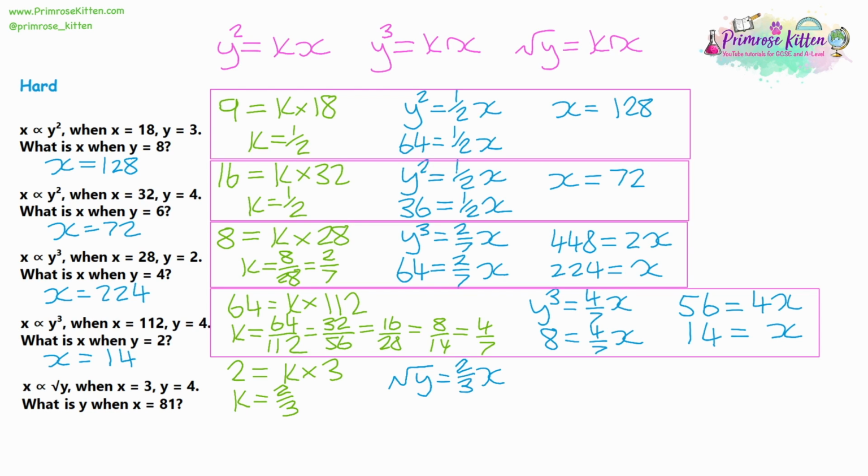We can substitute in for a follow-up equation. So what is y when x equals 81? So we'll swap x with an 81. So that'll give us the root of y is equal to 2/3 of 81. So if I want to find 1/3 of 81, I would divide it by 3. So 81 divided by 3 would give us 27. And then if I wanted 2/3, I'd have to multiply 27 by 2, which would give me 54. So the square root of y is 54.